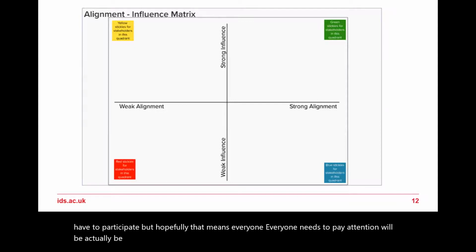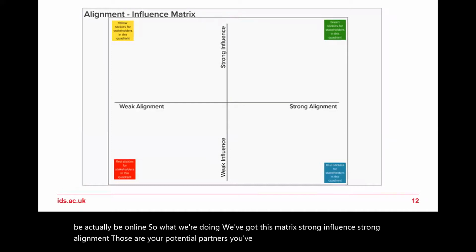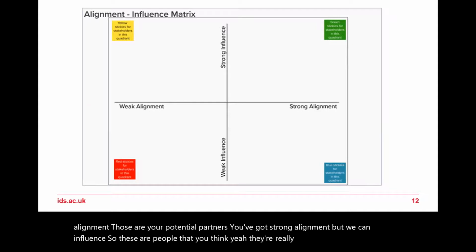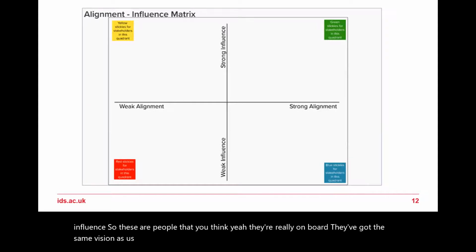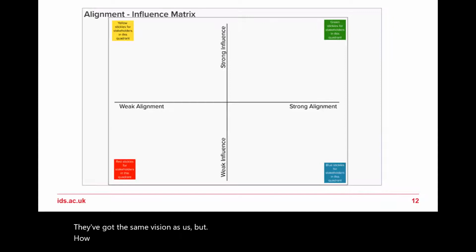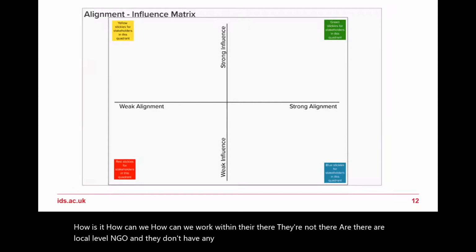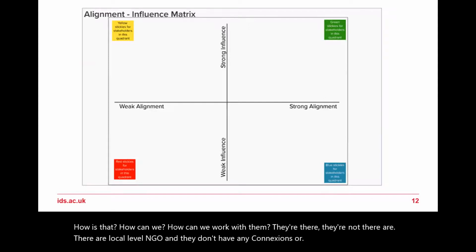So what we're doing, we've got this matrix: strong influence, strong alignment. Those are your potential partners. You've got strong alignment but weak influence. These are people that you think, yeah, they're really on board. They've got the same vision as us, but how can we work with them? They're a local level NGO and they don't have any connections. So that's the bottom blue quadrant.